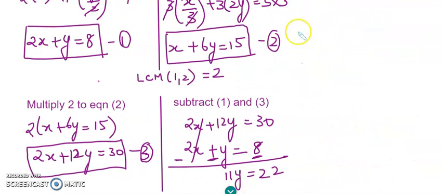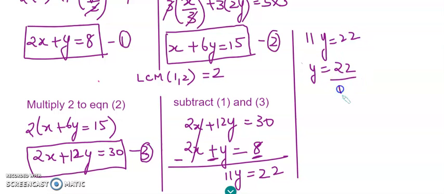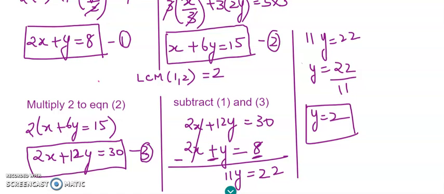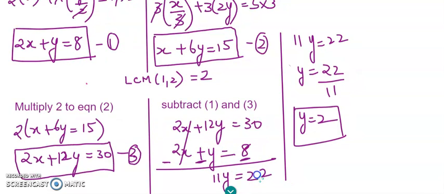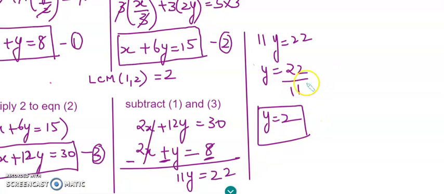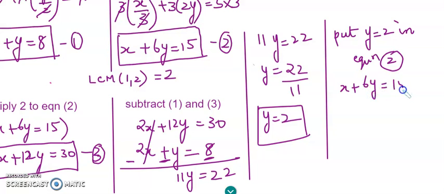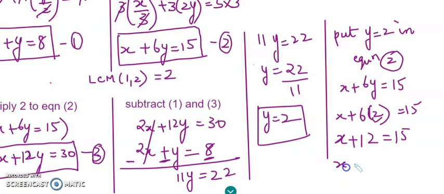Okay, so now the next part. So 11y is equals to 22, so y equals to 22 upon 11. So y equals to 2. Correct? Now, next one is what? We need to find the value of x. So let's replace the value of y in equation 2. So put y equals to 2 in equation 2, x plus 6y equals to 15. x plus 6 times 2 equals to 15. So you get x plus 12 equals to 15. So x is 3.